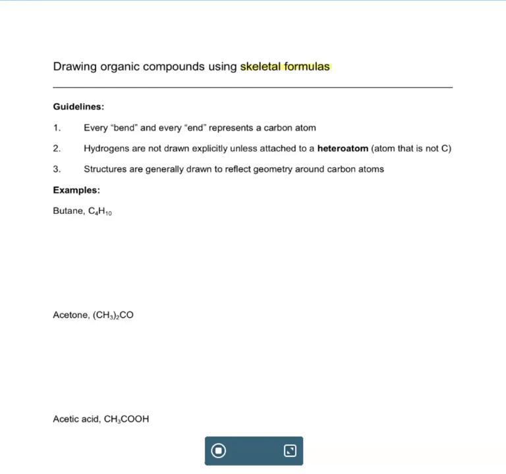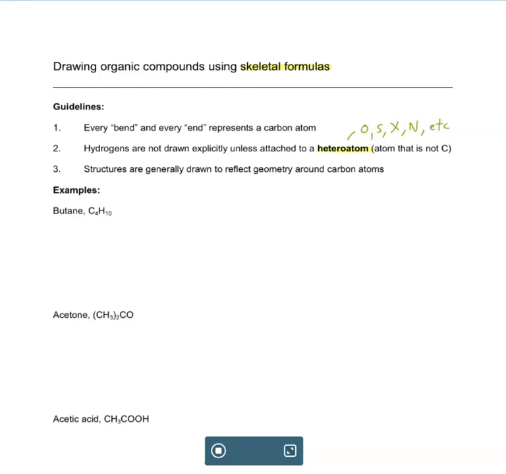The second guideline, hydrogens are not drawn explicitly, so we're not going to draw bonds to hydrogens and show the H unless they're attached to what we call a heteroatom. A heteroatom in organic chemistry is an atom that's not carbon. So that would be things like oxygen, sulfur, halogen, which we abbreviate as X. Nitrogen is another one you'll see a lot. So all of those and others.